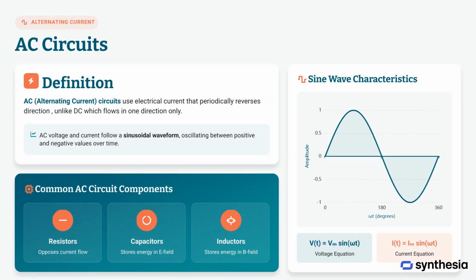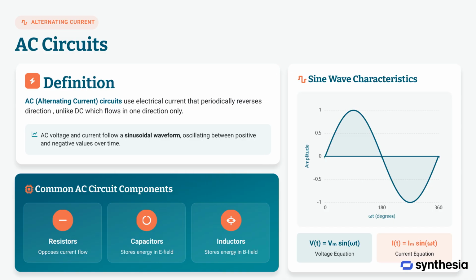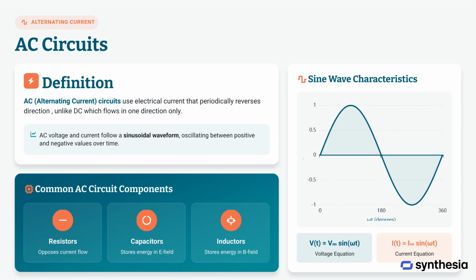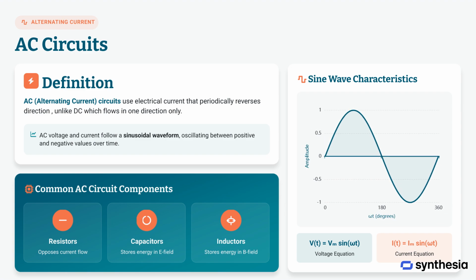Now, let's talk about AC circuits. AC stands for alternating current, which means the voltage and current change direction periodically instead of flowing in only one direction like DC. AC signals usually follow a sinusoidal waveform. Typical AC circuits include components like resistors, capacitors, and inductors, each of which affects voltage and current differently.